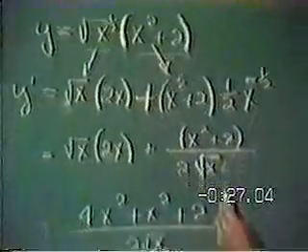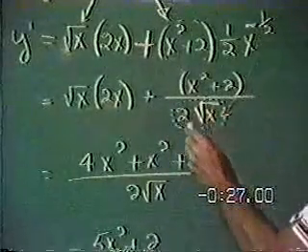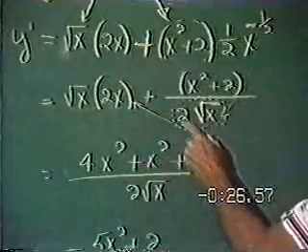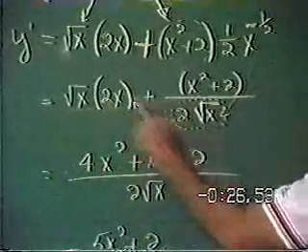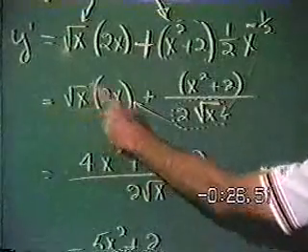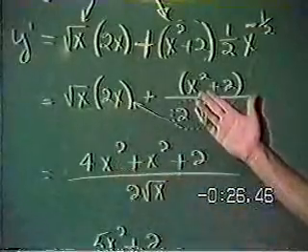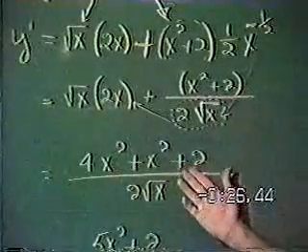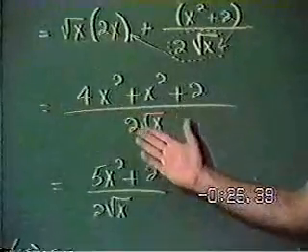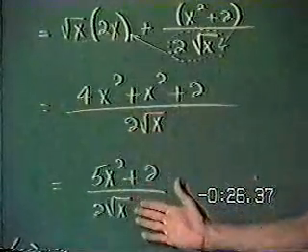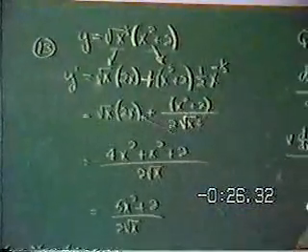Now we get a common denominator. Getting a common denominator, we multiply this times that. So 2 times the 2 would be 4. And the square root of x times the square root of x is x. Times x is x squared. Plus this numerator, x squared plus 2, all over the common denominator. And then grouping, adding the x squared terms together, we have now simplified to 5x squared plus 2 over 2 times the square root of x.